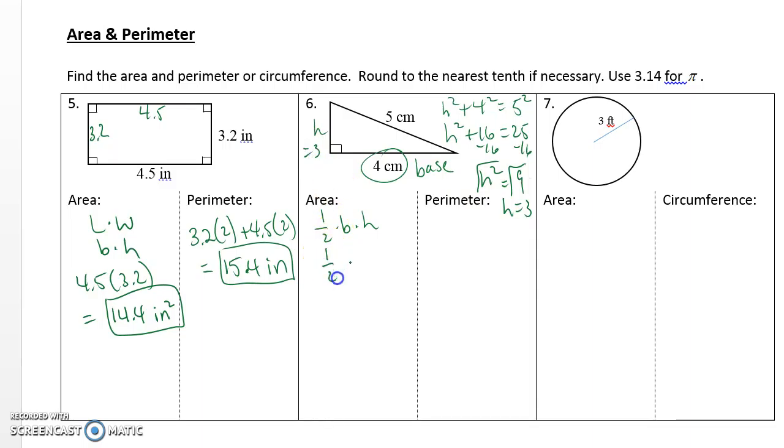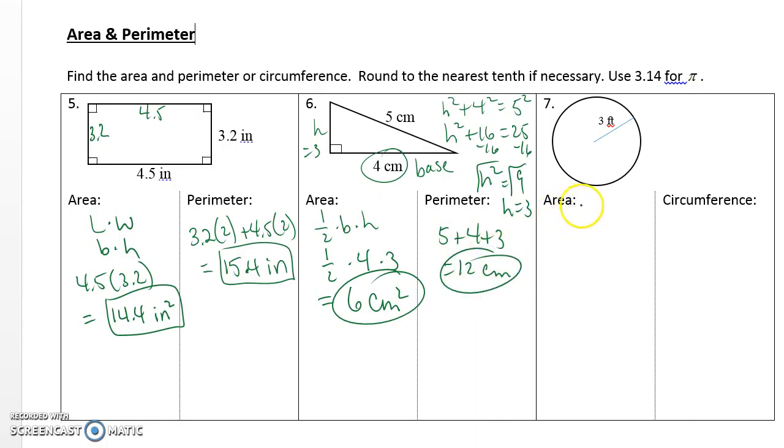So 1/2 times the base 4 times the height 3. Let's see, 1/2 of 4 is 2 times 3, that must be 6. 6 centimeters squared. The perimeter, I can add up all these sides together. 5 plus 4 plus 3 makes 12 centimeters.